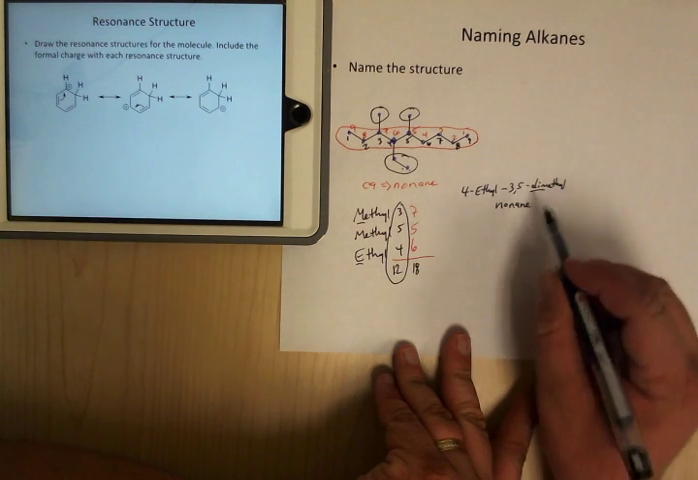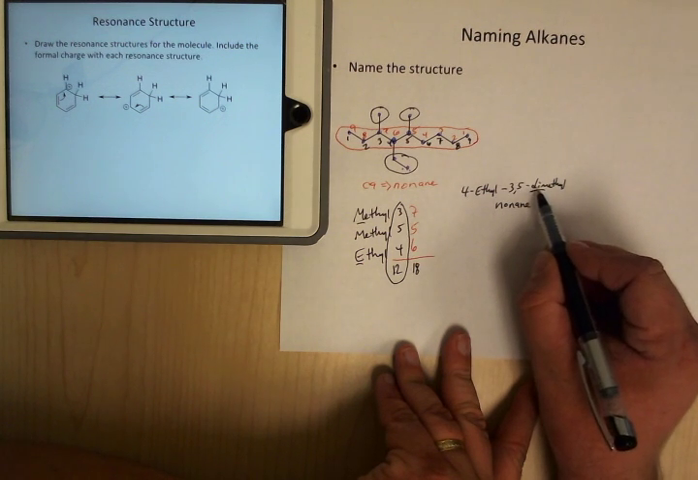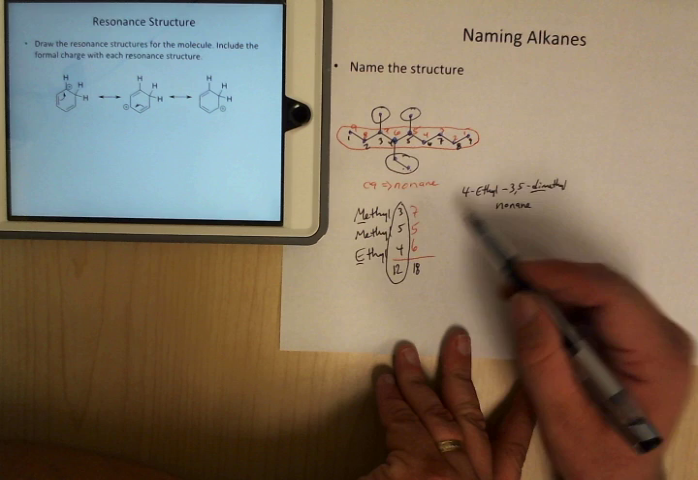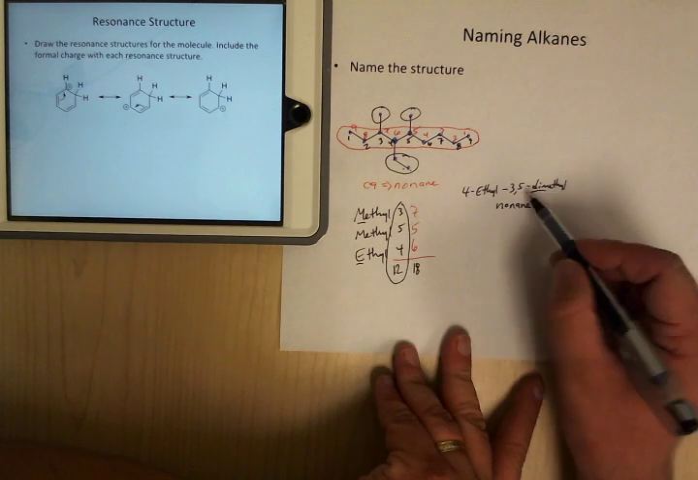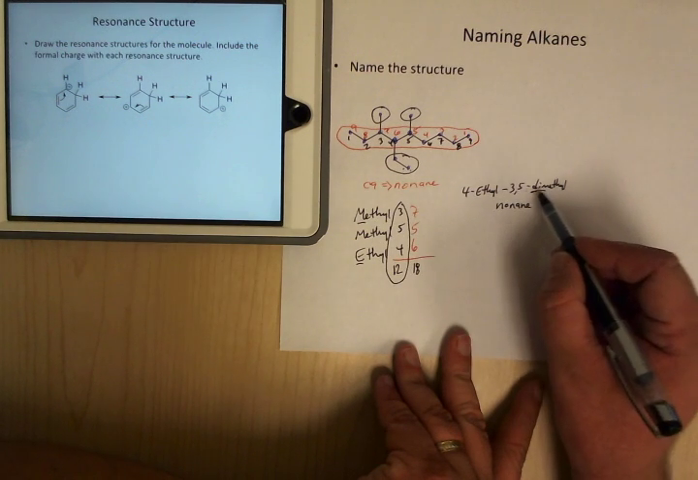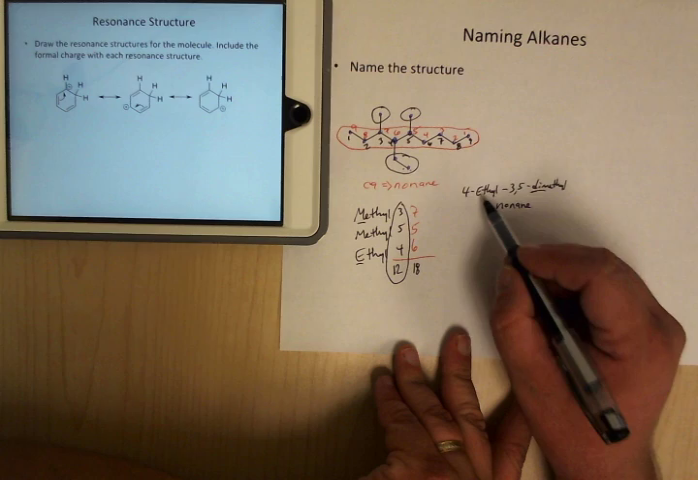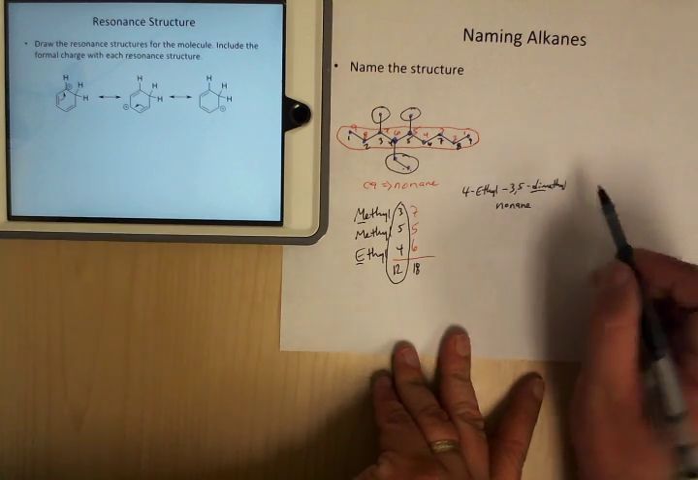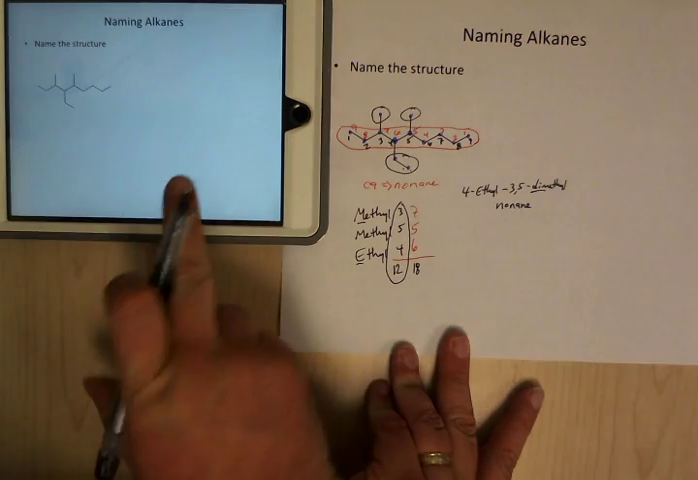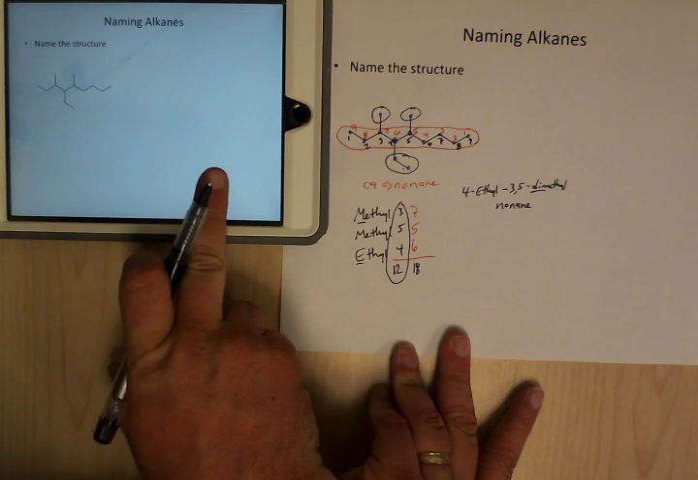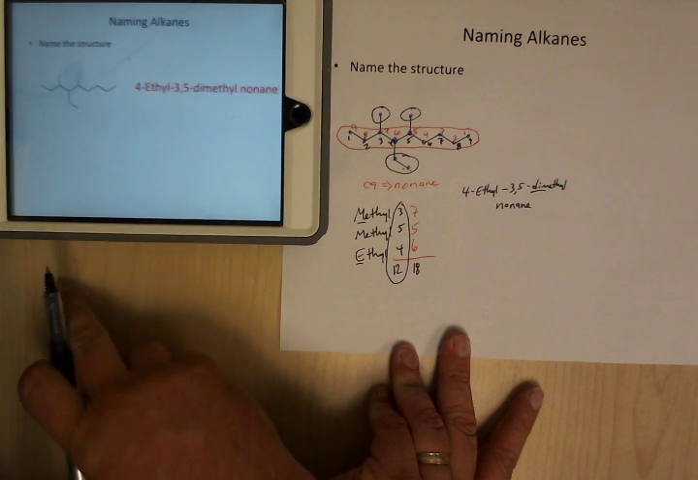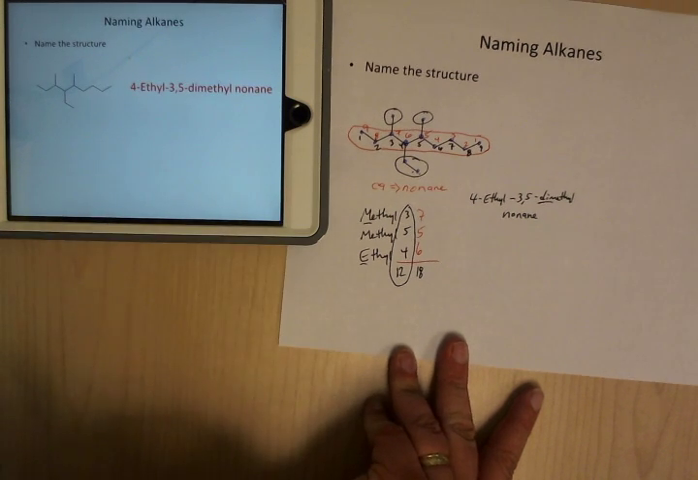And also don't forget, the di doesn't matter as far as alphabetical goes, right? It's just methyl versus ethyl, right? So ethyl comes before methyl. The di does not matter. It's ethyl comes before methyl. Okay. Cool. Sorry, I forgot to move that along. So there we go. 4-ethyl, 3,5-dimethyl, no name.